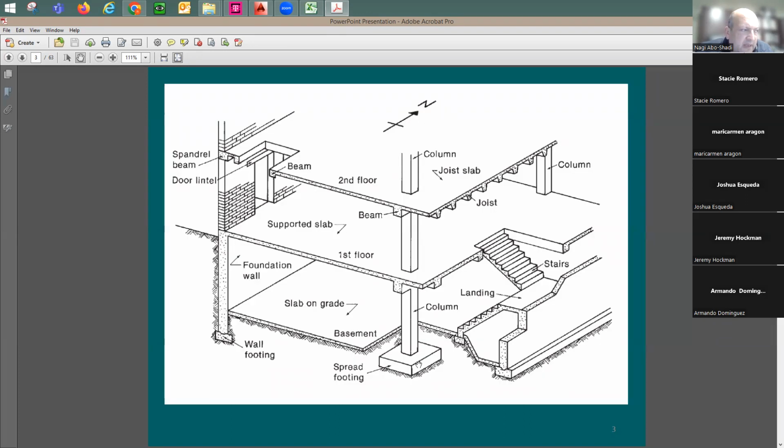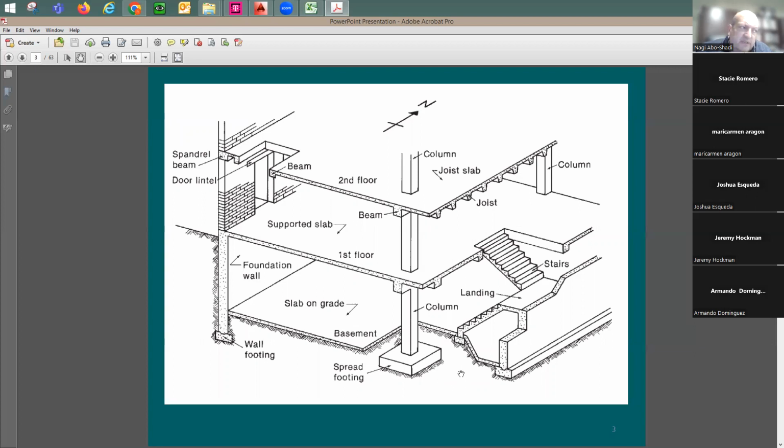As you see here, a typical pad supports a column. So the load goes from the slab to the column, from the slab again to the column, is accumulated, and then at the end transferred to the soil through the contact area between the footing and the soil.